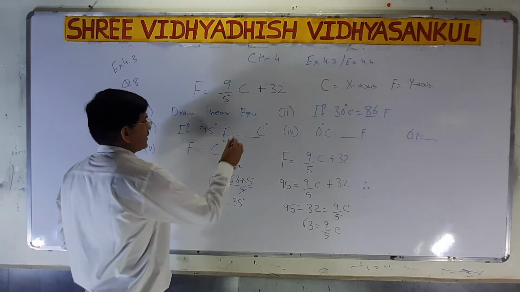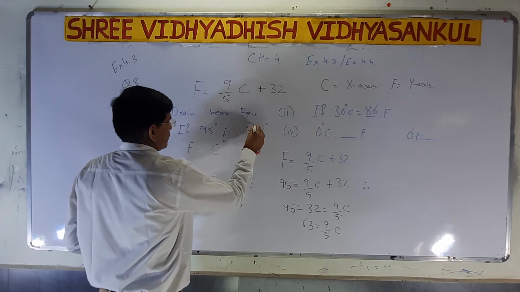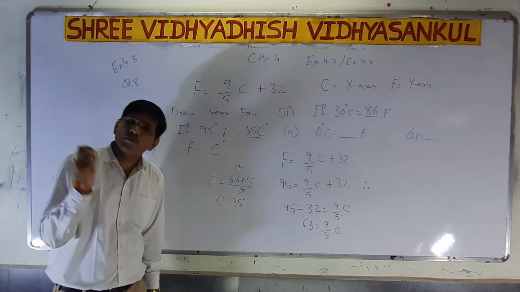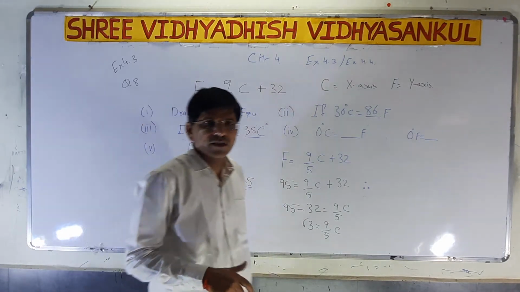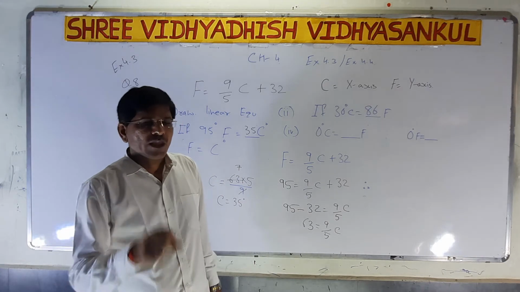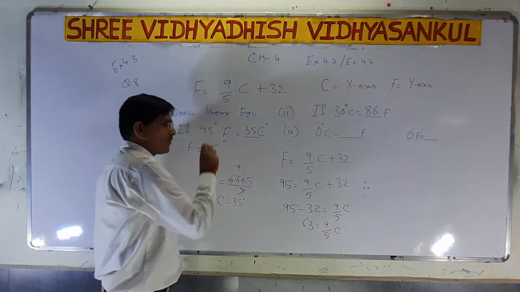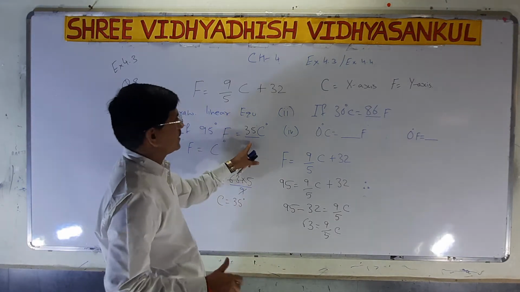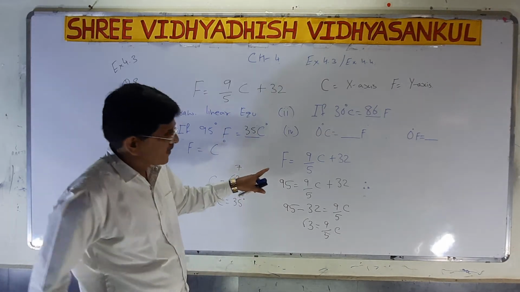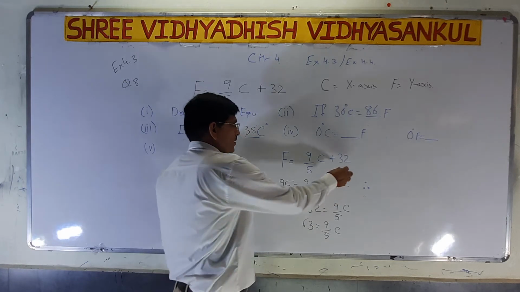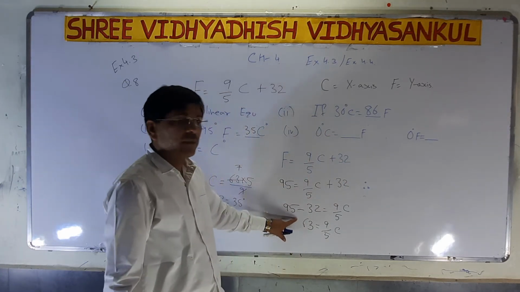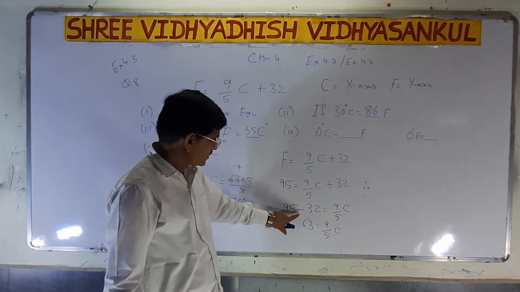So what do I write here? 35. Someone may say that 95 degrees Fahrenheit is our body temperature, generally 96.5 or 98. So if 95 is our Fahrenheit body temperature, it means it is 35 degrees Celsius. So again I explain what I have to do first. I have to shift the 32. 32 goes from left to right, so it becomes minus. 95 minus 32, that is 63.